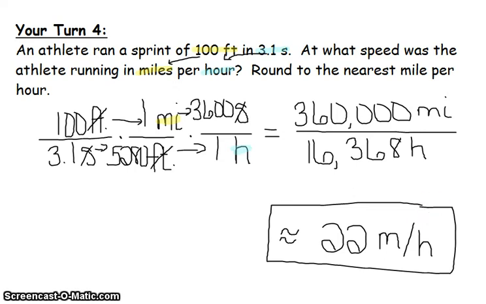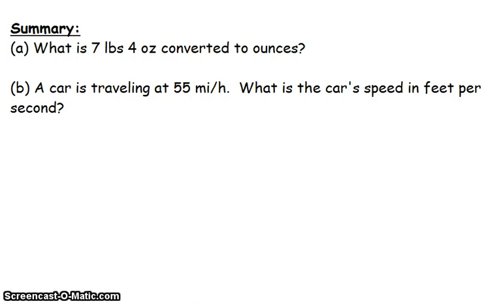All right, so that's the end of simplifying ratios. So what I need you to do at the bottom of your note sheets, please make sure that you answer these two summary questions. Summary question A, what is 7 pounds 4 ounces converted to just ounces? And question B, you have a car traveling 55 miles per hour, and we want what is the car speed in feet per second. So that's actually going to be the reverse of what we just did in example 4 and your turn 4. You're going from miles per hour to feet per second. So same process, just kind of backwards.